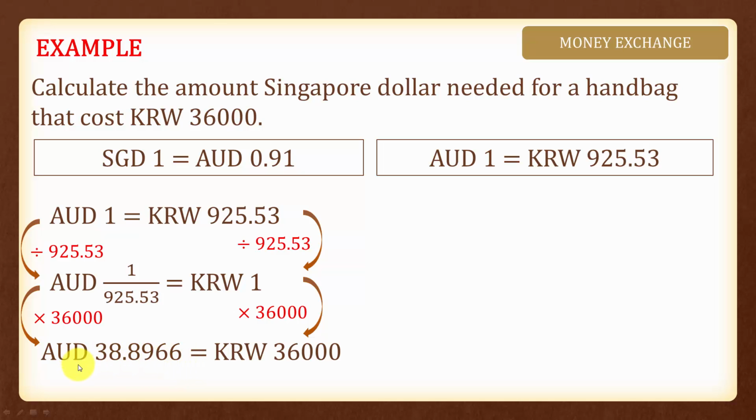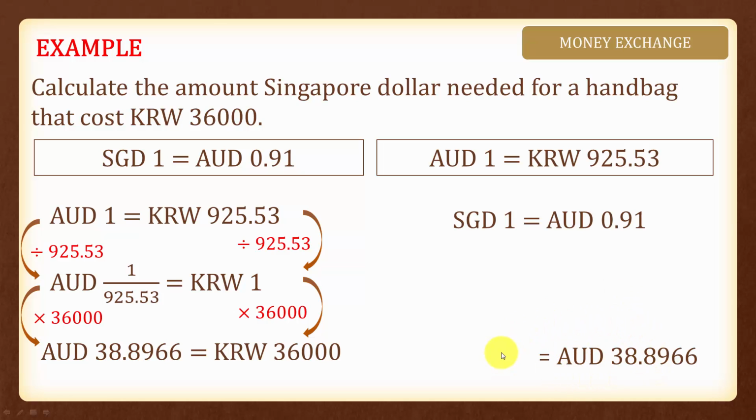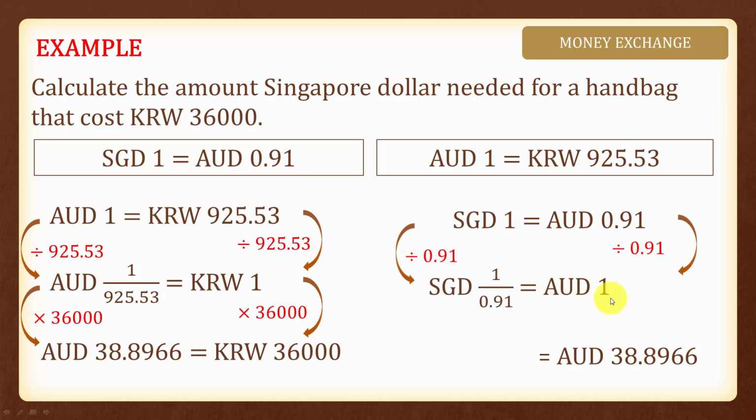38.8966 Australian dollars. So 38.8966 Australian dollars is how many Singapore dollars? Because we are asked to find the amount of Singapore dollars needed, we will use this exchange rate here, and we are given that the bag is 38.8966 Australian dollars now. To convert this to Singapore dollars, let us first find the amount of Singapore dollars for 1 Australian dollar by dividing both sides by 0.91. And 1 Australian dollar will give us this amount of Singapore dollars.